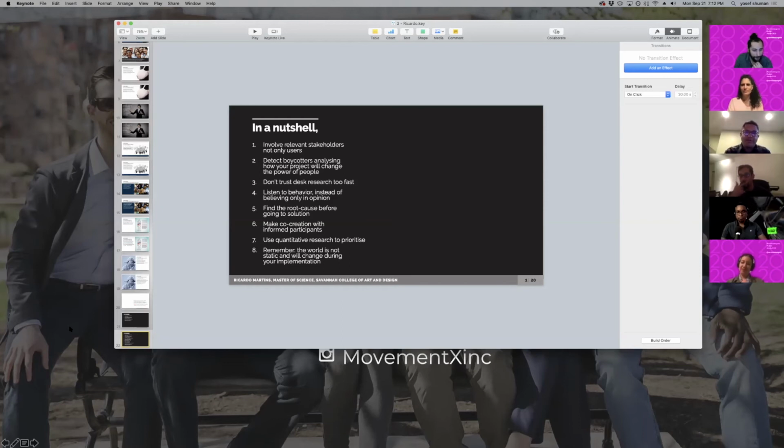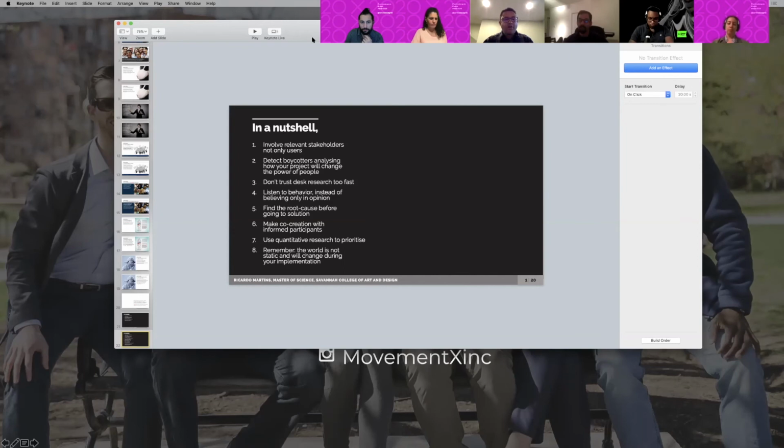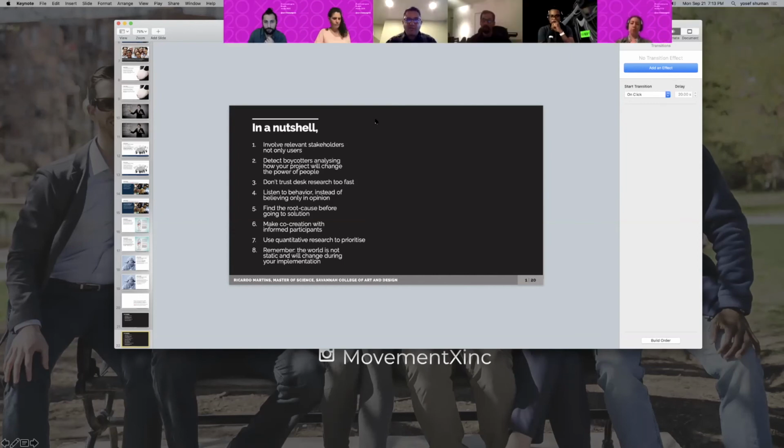Excellent question. First of all, you need to find who are these people. As you saw in the picture, these boycotters don't have a label on their forehead, so it's not possible to identify them at first sight. But it's possible to know who has a high probability of becoming a boycotter if you map who will lose power. If you change some roles in the organization and you see that people will lose power, you can be completely sure that there is a high risk of these people becoming boycotters, and you need to map them and involve them to bring them inside the project.